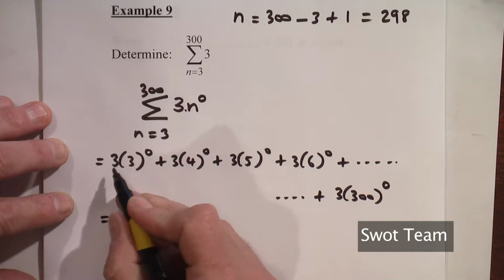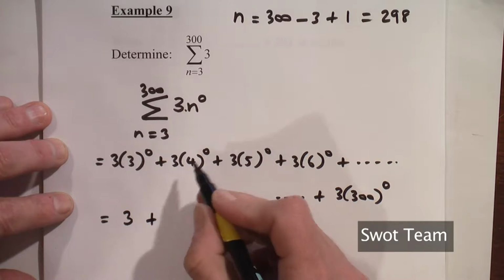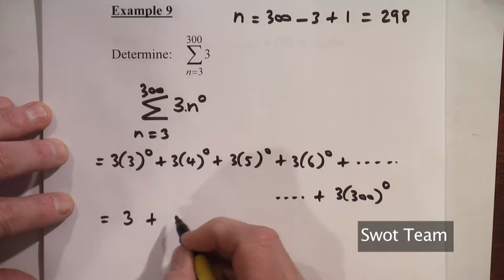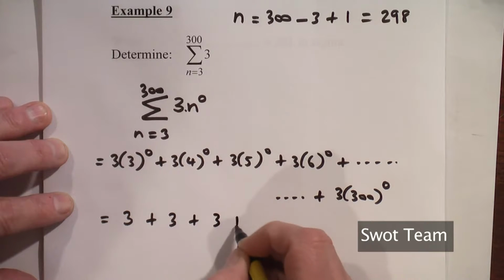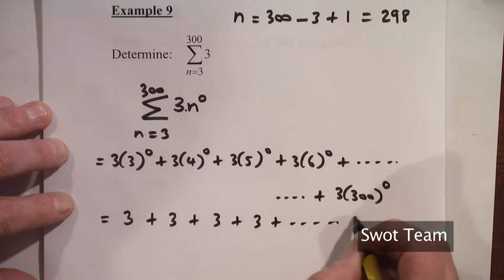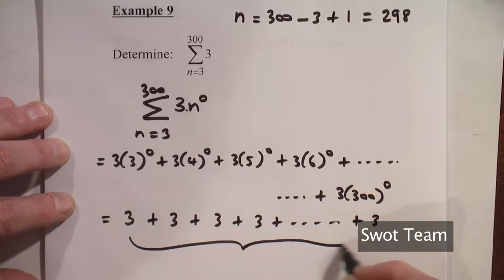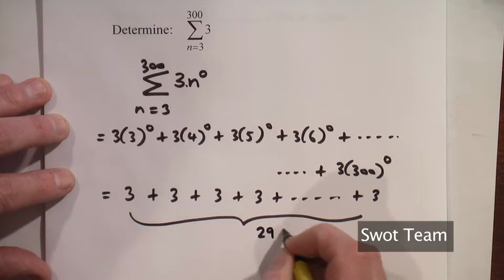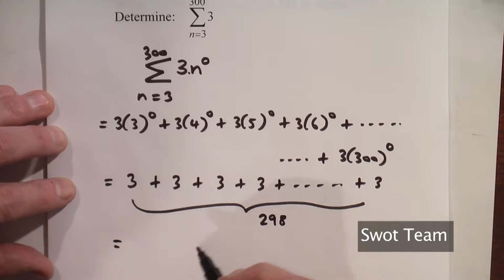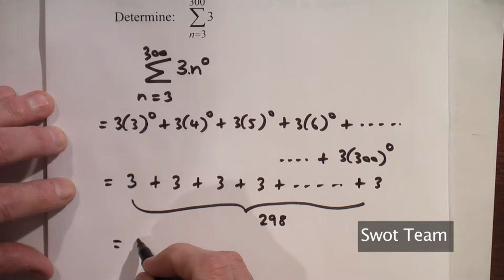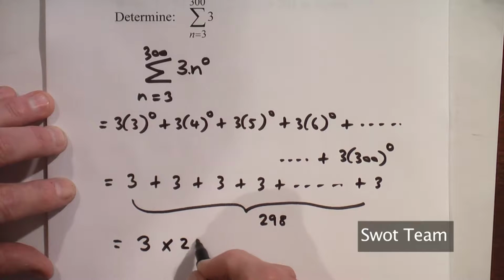So what do we know? That's 3 times 1 is 3. 4 to the 0 is 1, so 1 times 3 is 3. This is 3 plus 3, and it goes all the way down to 3 there. How many terms are there? 298. Now this is the same as saying, basically, it's 3 multiplied by 298.